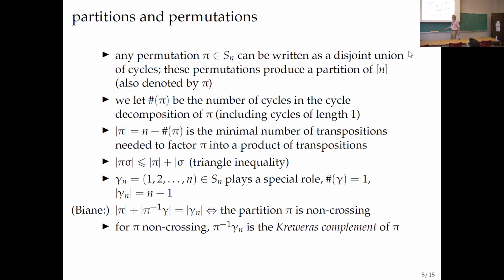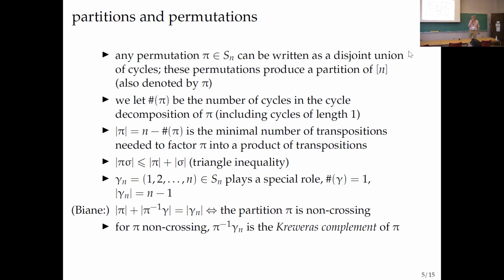And this is an observation of Philippe Biane, although I think there were earlier cases of this in the literature, but most people in free probability learned about it from Philippe's paper about 25 years ago. If you take a permutation, and the product of these two things is gamma n, we always have that this is less than or equal to that by the triangle inequality. But we have equality only if the permutation is non-crossing.